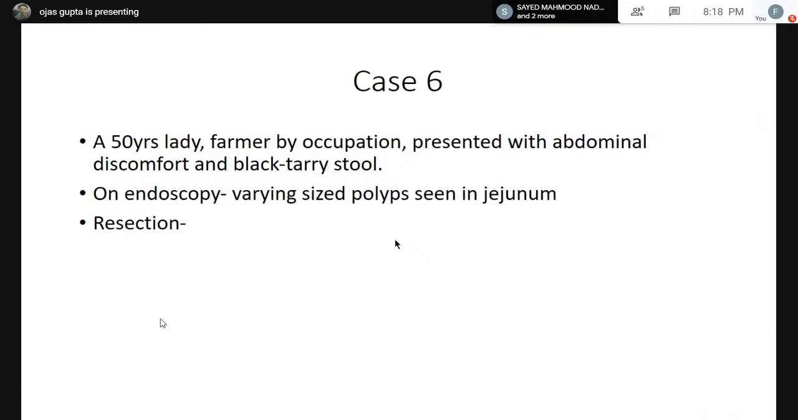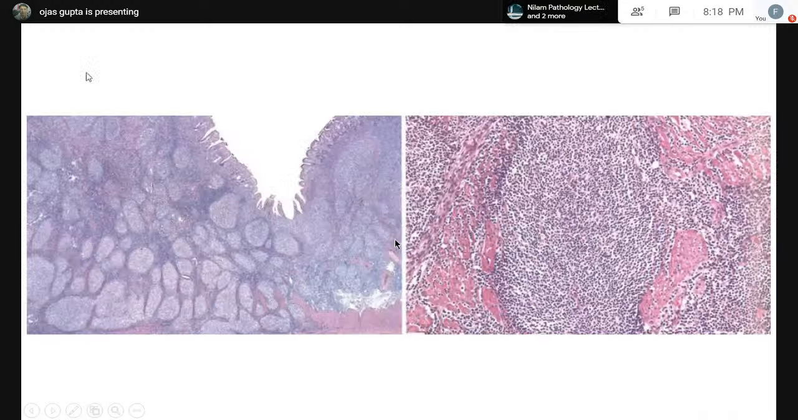On endoscopy, there was presence of varying size polyps, and it was seen in the jejunum. Resection was performed, and it showed transmural replacement by closely packed abnormal lymphoid follicles. These are the neoplastic lymphoid follicles. So now you can recognize the neoplastic lymphoid follicles. There is absence of mantle zone, absence of polarity, and absence of tingible body macrophages.